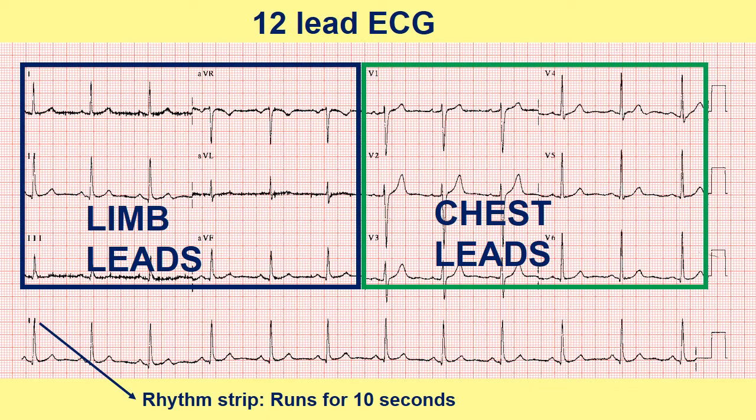So what is a lead? A lead is just a camera angle from which a picture is taken of the heart. So a picture is taken of the heart from an angle. That's a lead. So we have 12 angles. The ECG machine takes a picture from 12 angles.